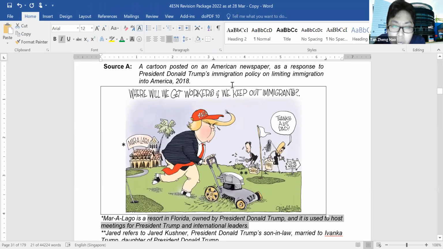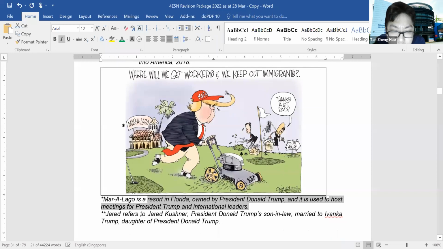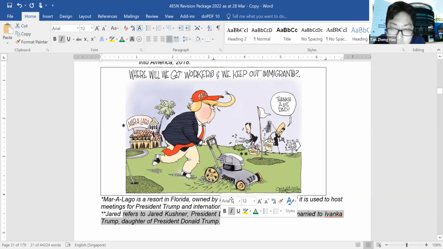So what is it? Where will we get workers if we keep out immigrants? At first glance, when I read this, it seems to tell me immigration is very important, because if I don't have immigrants, I won't have workers. So let's read on whether it's the truth. Here we see a few people in the background of this golf course. Thanks a lot, Dad. Jared Kushner, married to Ivanka Trump, President Donald Trump's daughter. So we see Donald Trump's immediate family at the back.